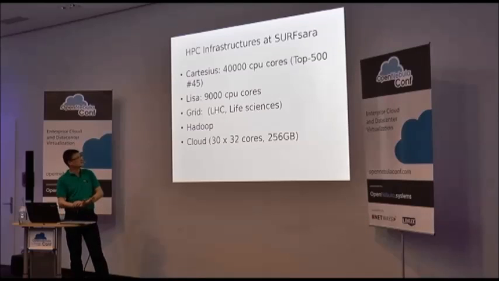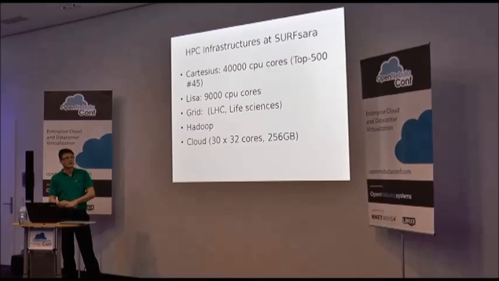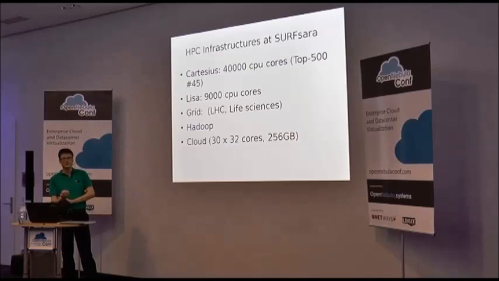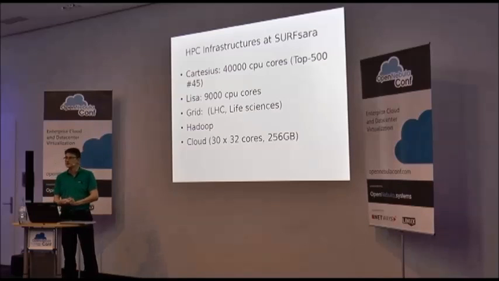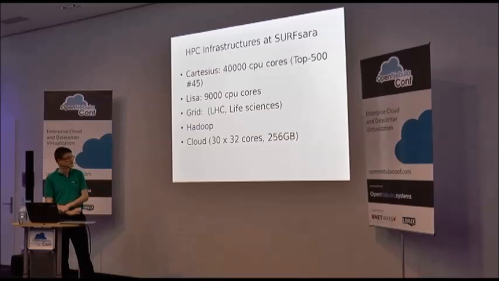We participate in the grids, for which we run some of the Large Hadron Collider data crunching, and we also have a small national grid for the life sciences. We have a Hadoop installation for crunching big data, and we have the cloud, which I will be talking about today. Currently, we have 30 machines with 32 cores, 256 gigabytes each, and we have a couple of smaller nodes, but those are mostly for services.